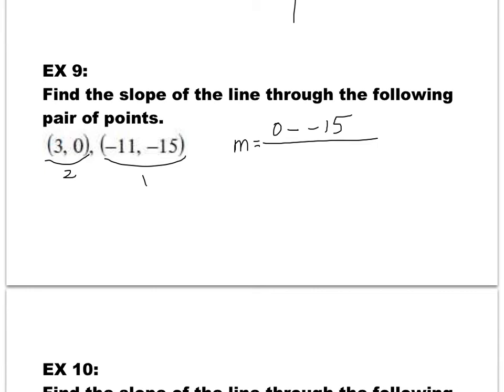Divided by x2. x2 is 3. Minus x1. x1 is negative 11. Now, 0 minus negative 15 is going to give me 15. And 3 minus negative 11 is going to give me 3 plus 11, which is going to give me 14. So the answer is 15 over 14.